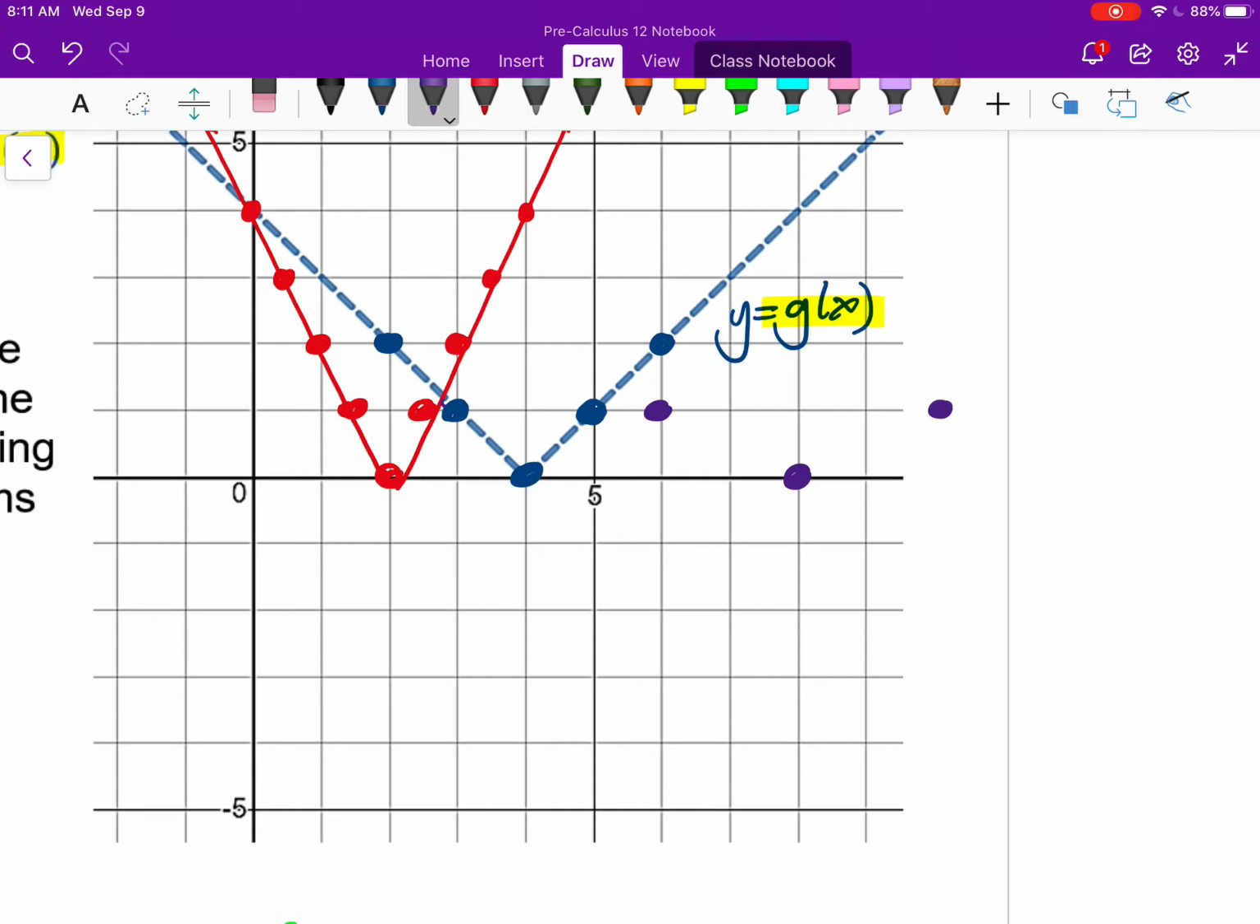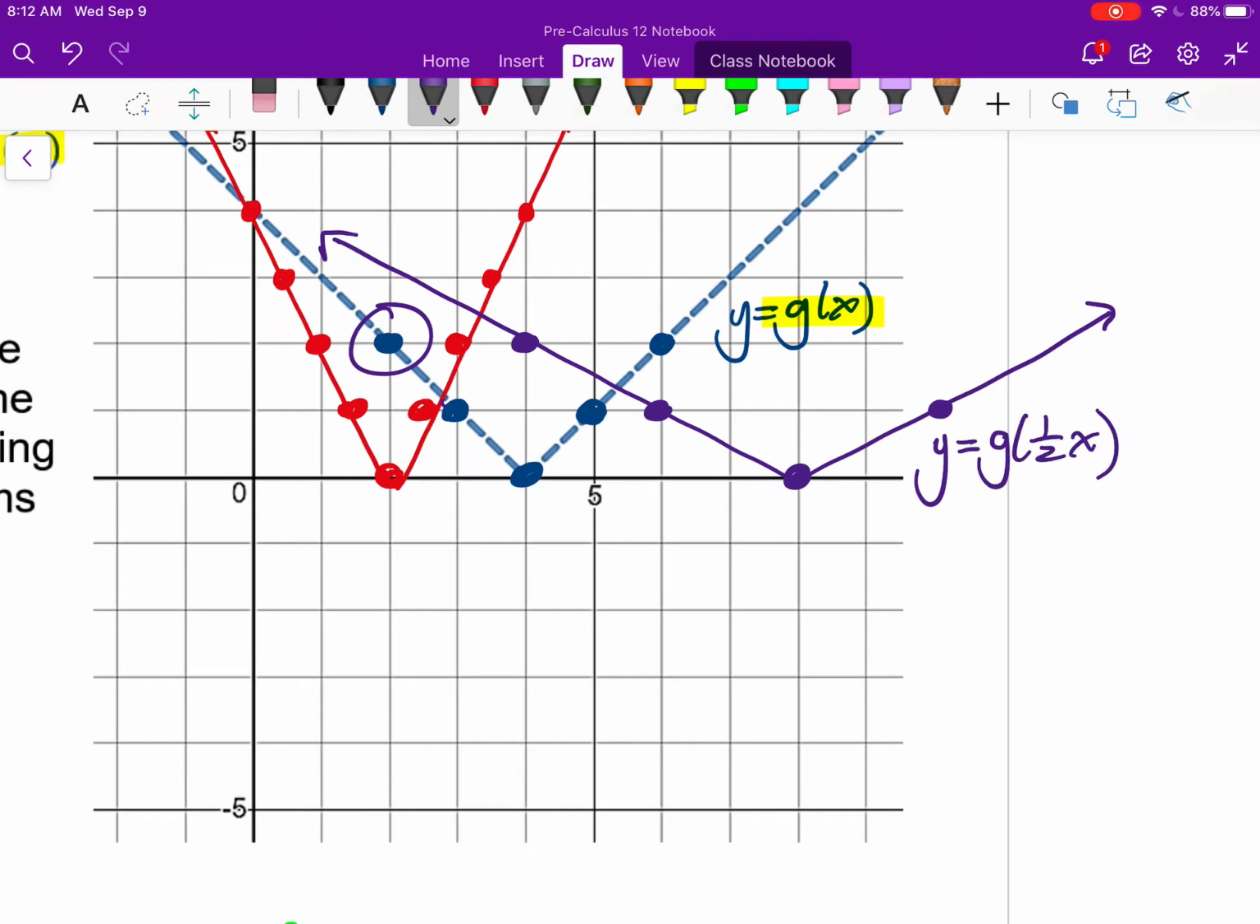And so this point right here has an x coordinate of 2. I'm going to double it. It's now at 4. And so I have enough, if I connect the dots, to visualize this quite accurately. And so compared to the original function, this is what a horizontal expansion by a scale factor of 2 looks like. Or this is what the equation of g of 1/2 x looks like.